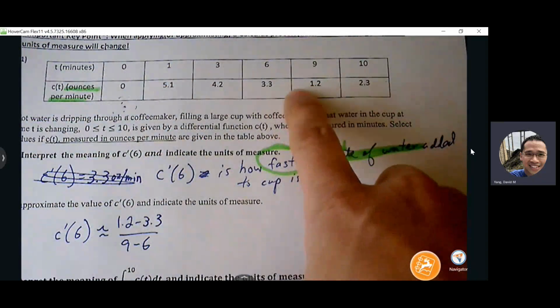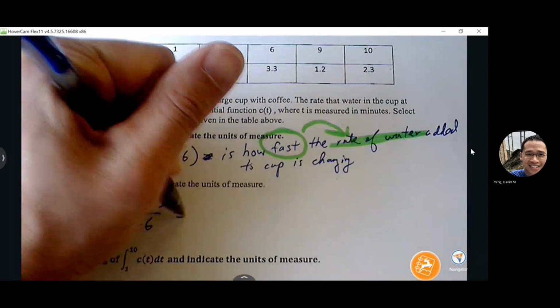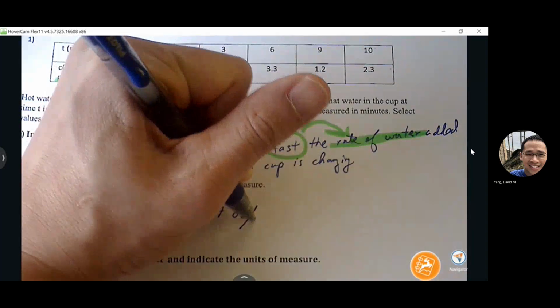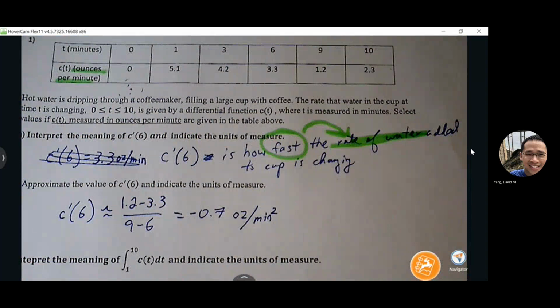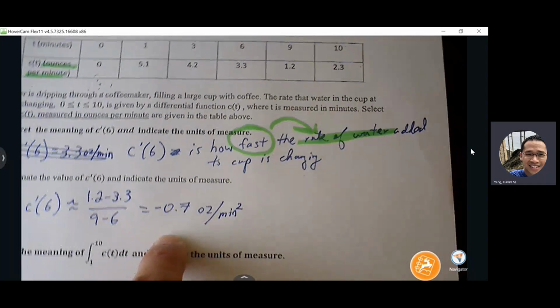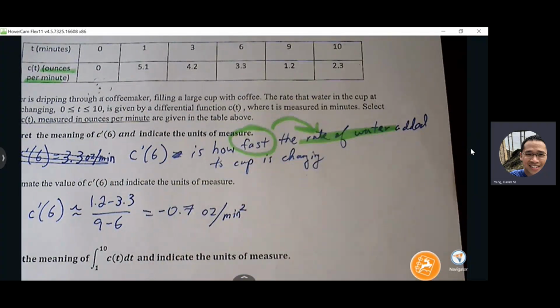So change in ounces per minute divided by the change in time. So we can say that at 6 minutes, the rate at which water is being added to the cup is decreasing by 0.7 ounces per minute squared.